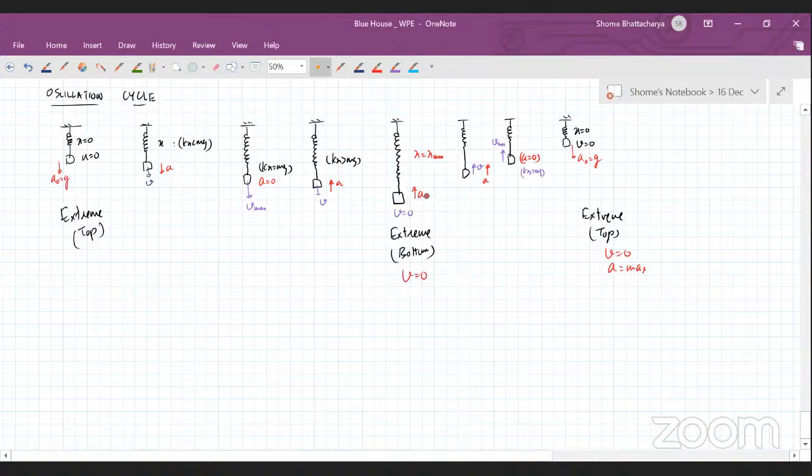V is 0, the acceleration is maximum. Again, v is 0, the acceleration is maximum. Whereas in between, this is the mean position. And again here, this is the mean position. So at the mean position, what is happening? Your speed is maximum and acceleration is 0. Again here, your speed is maximum and acceleration is 0.